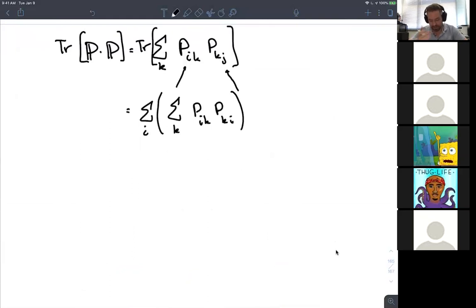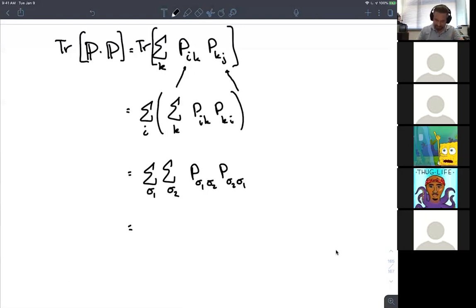Now, it doesn't matter what you call these indices. I, K, J, those are just names, so you can call them whatever you want. Allow me to give them some rather suggestive names. Instead of calling them I and K, let me call them sigma 1 and sigma 2. So we have P sigma 1 sigma 2, P sigma 2 sigma 1. That's exactly the same thing. I just renamed my indices.